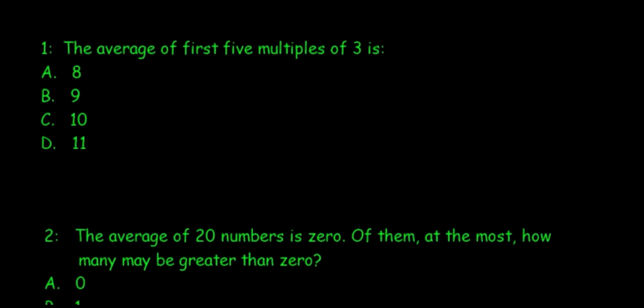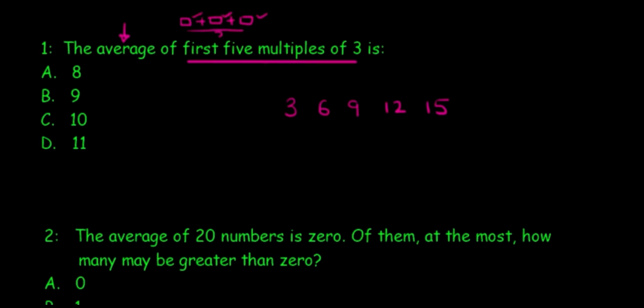Question number 1. They're saying the average of the first 5 multiples of 3 is. Now, we need to know what the first 5 multiples of 3 are. We know that: 3 times 1 is 3, 3 times 2 is 6, times 3 is 9, times 4 is 12, times 5 is 15. When they specify the word average, do we know what to do? What we do is we add up everything we have and divide it by the number of items we have.